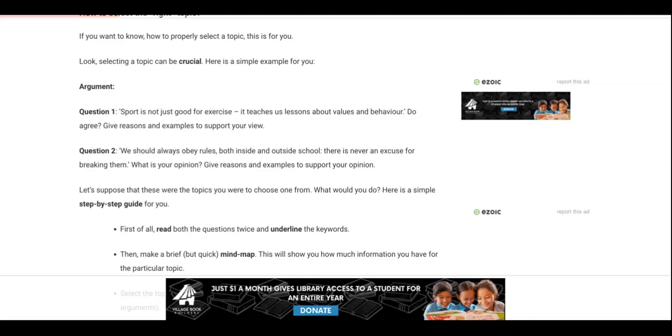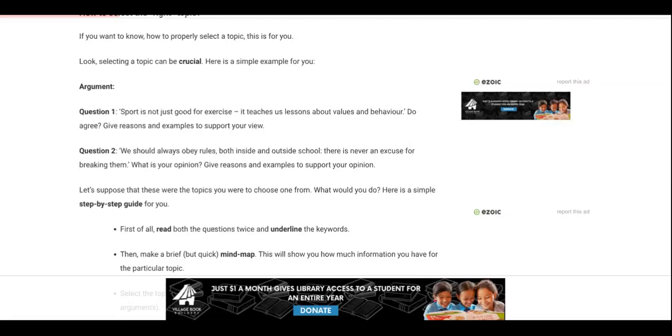Now when you are writing this, in a practical sense, forgetting about this text and this website right now, I am going to think, okay, is it not just good for exercise? Maybe I am for this pointer, and I'm like, yeah, you're right. Sport teaches us teamwork, it teaches us dedication, it teaches us competitiveness, it teaches us a lot more things. And compared to that, let's say question two is: we should always obey rules both inside and outside school. There is never an excuse for breaking them. Now, what is your opinion? Give reasons.